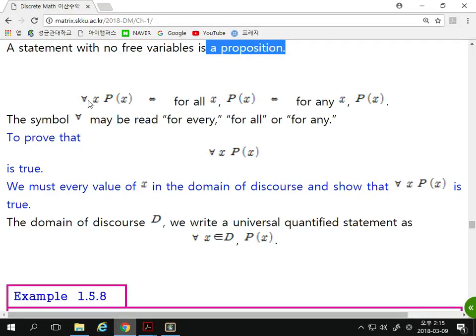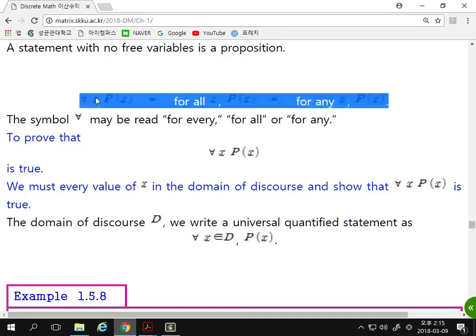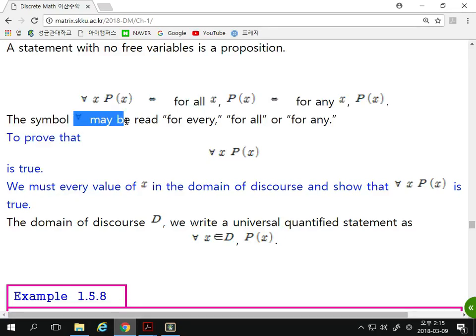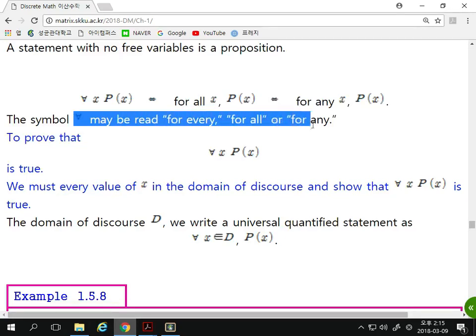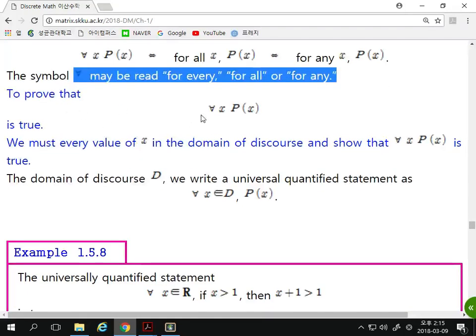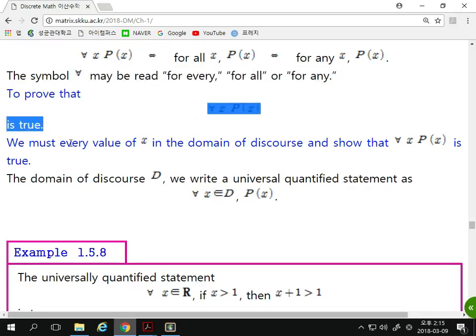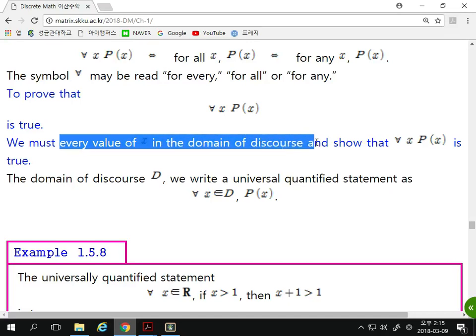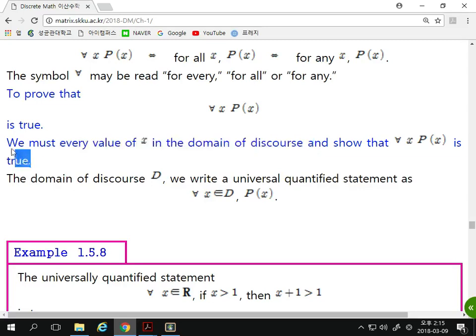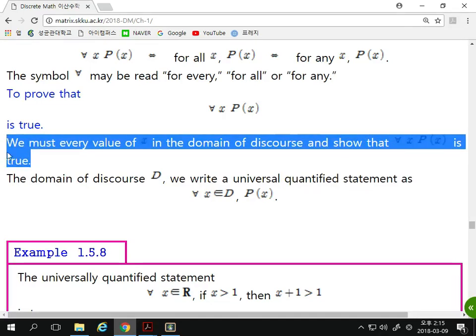Also, for all x, P of x is the same as for every x, P of x, or for any x, P of x. These are all equivalent statements. The symbol ∀ may be read as for every, for all, or for any. To prove this statement is true, we must check every value of x in the domain of discourse and show that for all x, P of x is true. This is the way to check it.